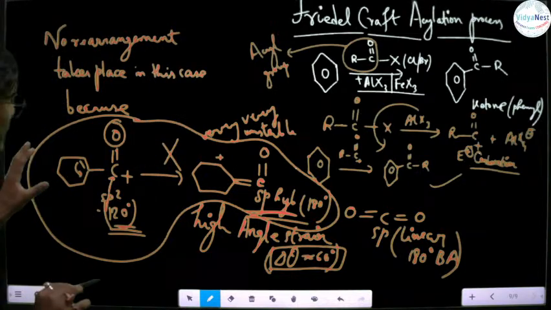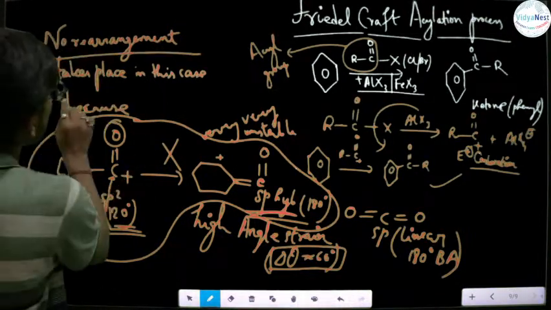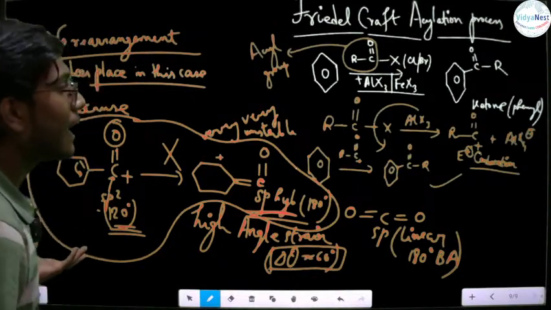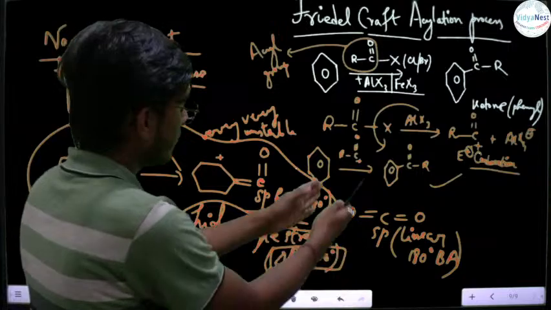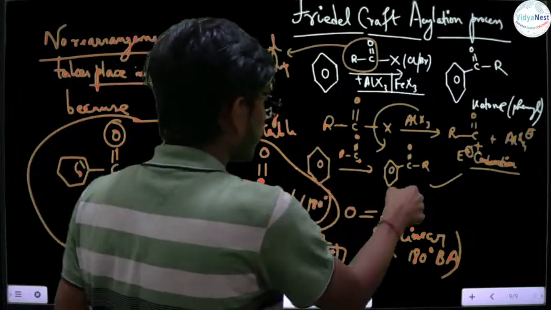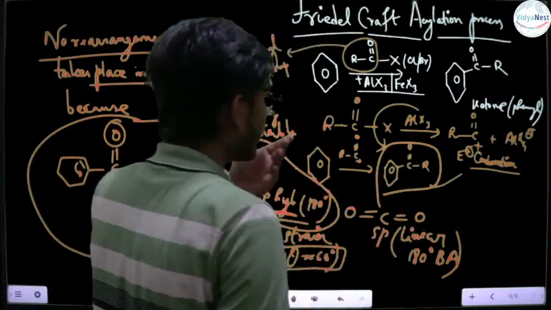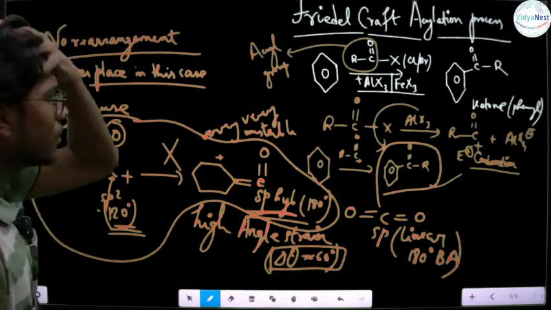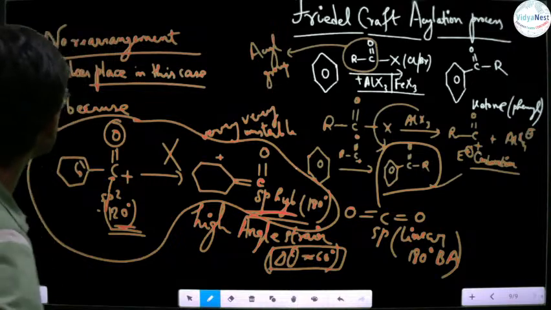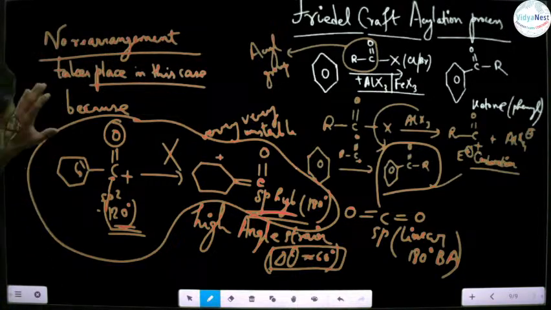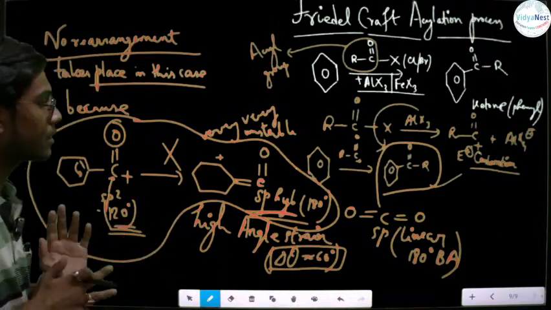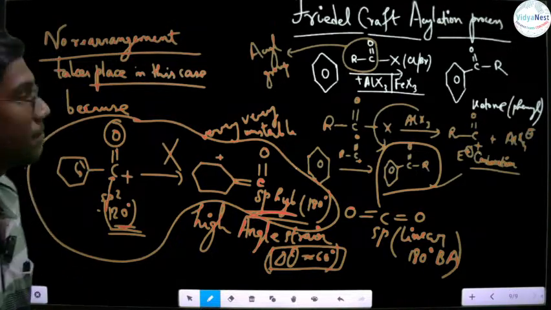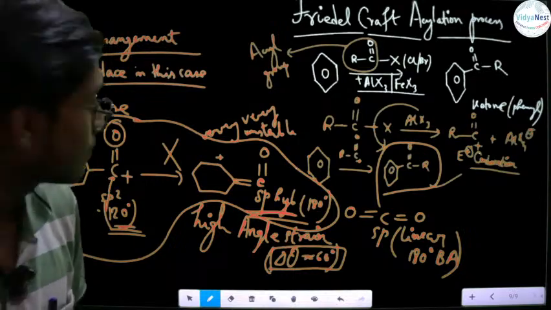So that's the concept about why no rearrangement can take place in this particular case. No rearrangement takes place, and as I have stated over here, directly this RCO plus gets attached to this particular benzene ring to form the phenyl ketone as our final product. So that was about Friedel-Crafts acylation as well, and this concept should be clear. This is something good and maybe asked in some good examinations. So that was all from my side today. Thank you. It is good.